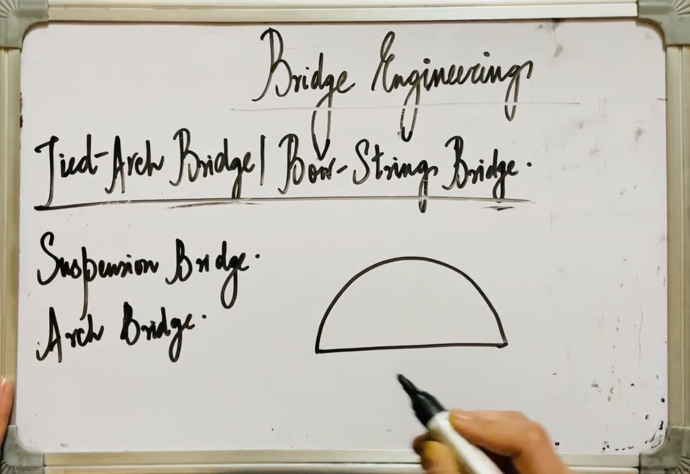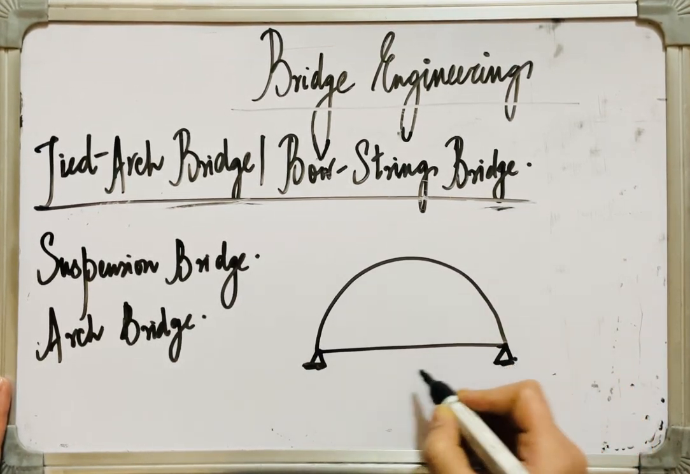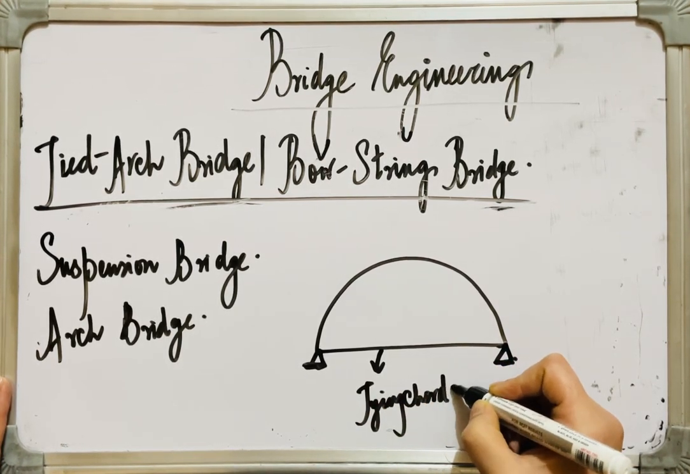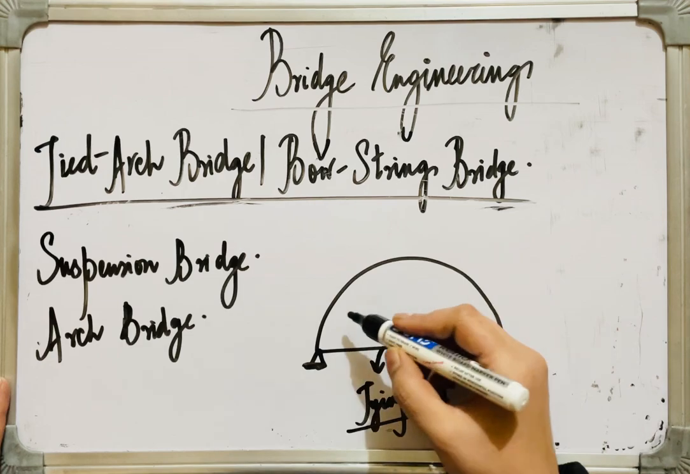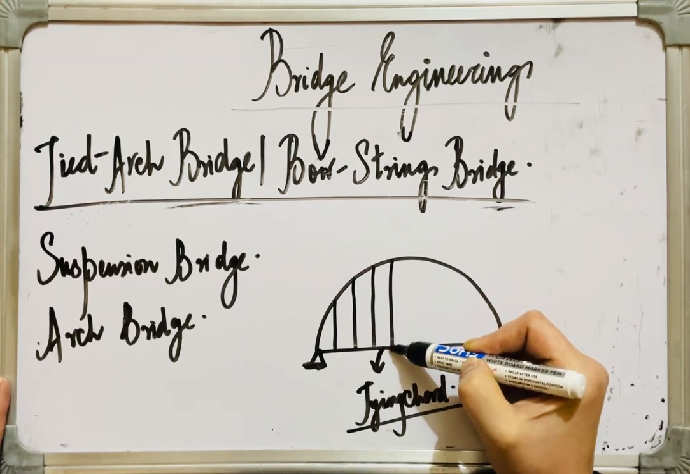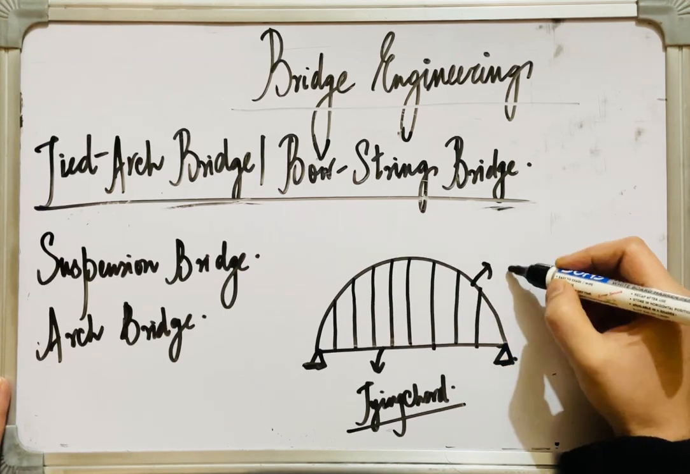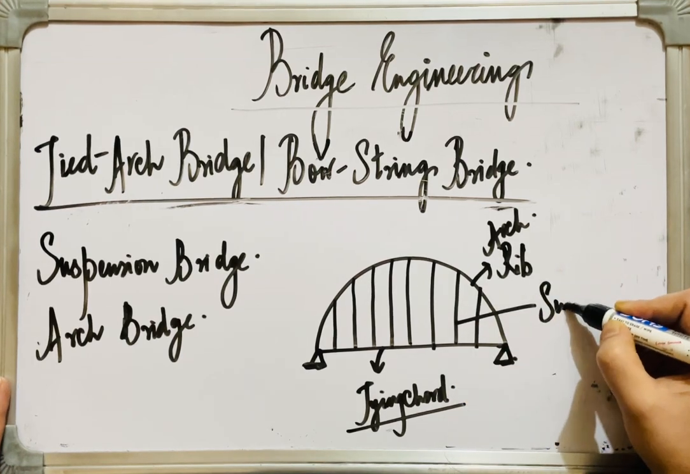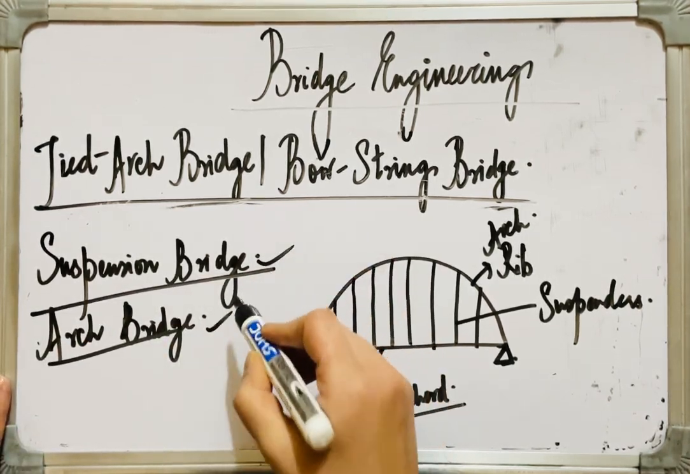This is your tied arch bridge. These are the supports. This is the bridge deck or a tying cord. The tying cord may be the bridge deck itself or may consist of separate independent tie members, as already discussed. These are the suspenders or hangers. This is the arch rib. These are the suspenders. So can you see that the characteristics of two different types of bridges are combined together?